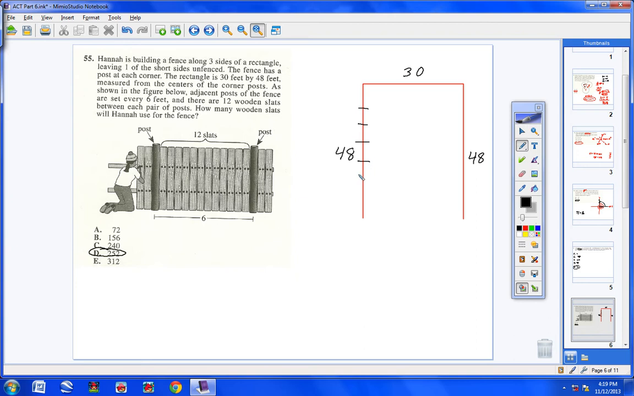Let's see if that's right. We should have 8 of these gaps. Let's see. 1, 2, 3, 4, 5, 6, 7. So we need one more gap here. 1, 2, 3, 4, 5, 6, 7, 8. Okay, there we go. So every one of these gaps represents 6 feet. If you counted by 6, you would get 48 all the way across. Same thing over here. So here we go.